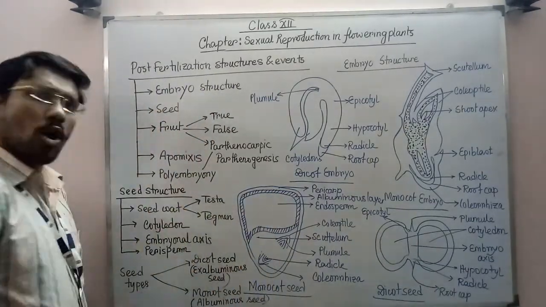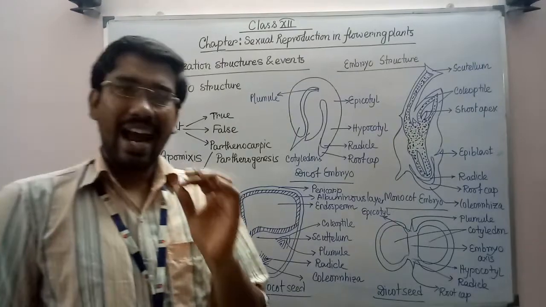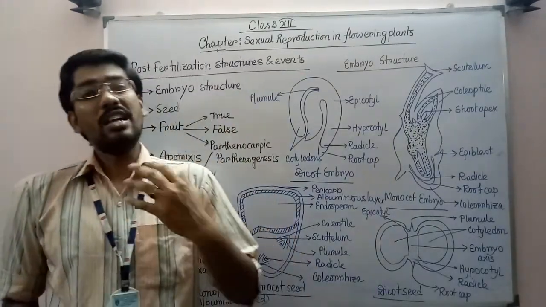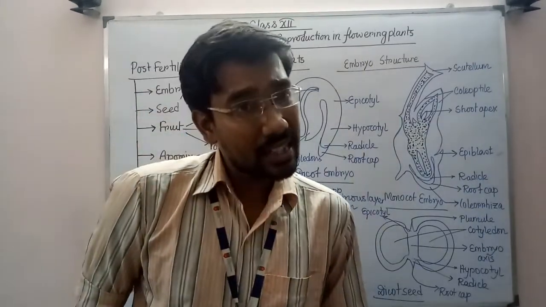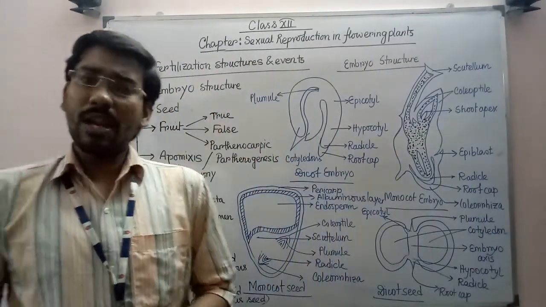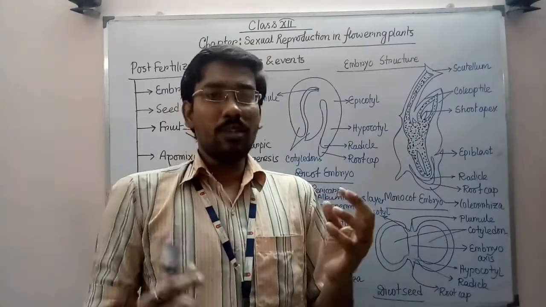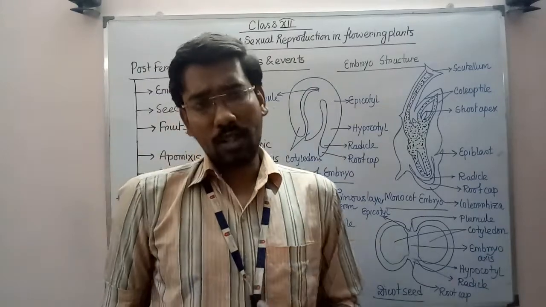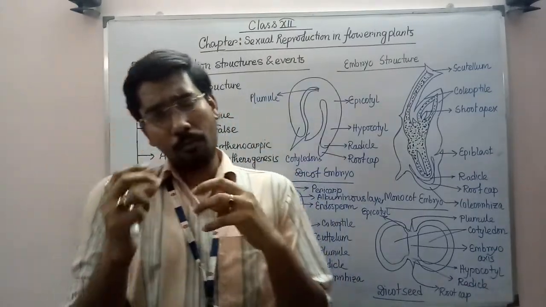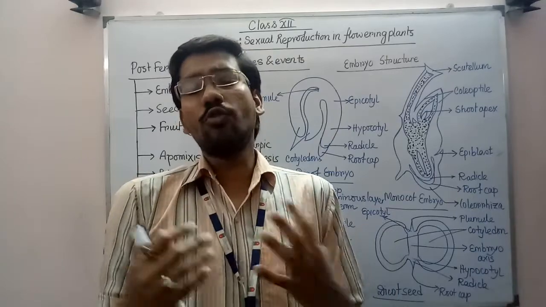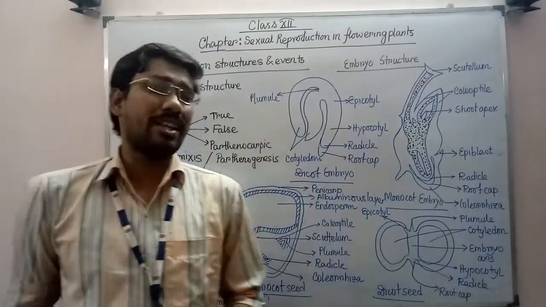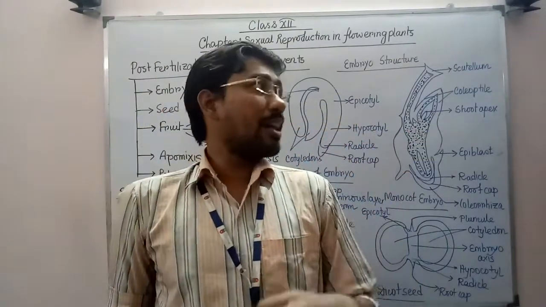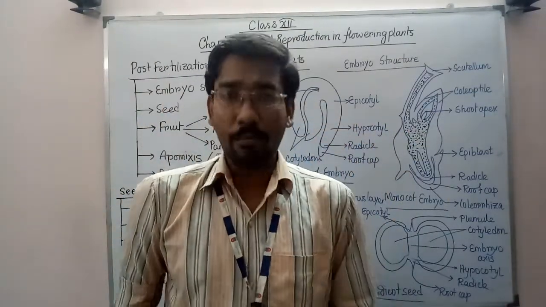Next, what is polyembryony? Polyembryony is the phenomenon where you can see multiple embryos inside the seed. Think carefully, why have multiple embryos come? Because multiple fertilizations have occurred. We all know that normally the first male gamete fertilizes with the egg to form the zygote, and that zygote forms the embryo. But suppose the polar nuclei and the second male gamete also fertilize with each other and make another embryo.